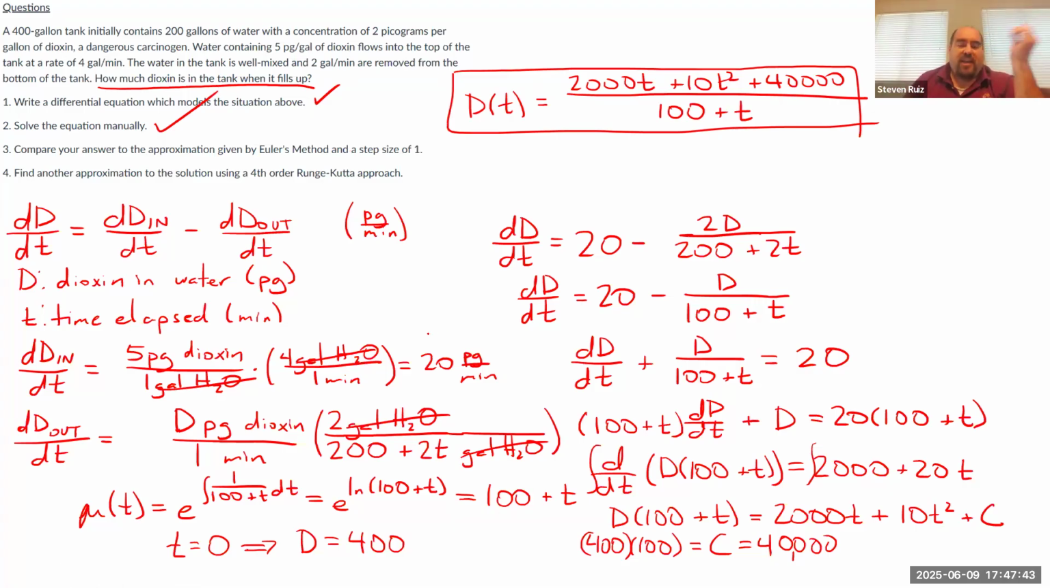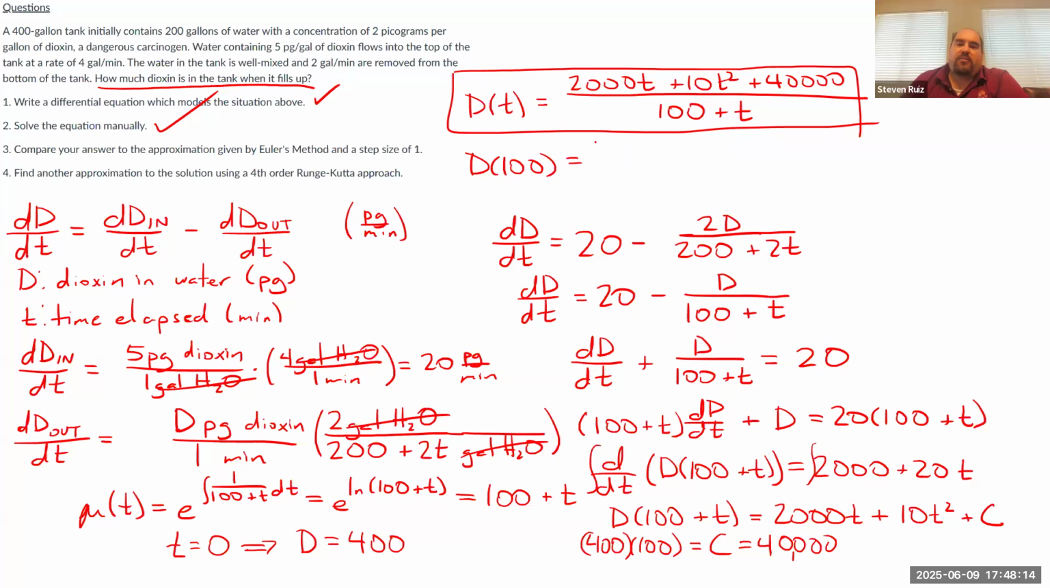But I was actually asked to evaluate that when this tank fills up. So when did this tank fill up? It's initially half full, and I want it to get 200 more gallons of water in it. And I know that it fills up by 2 gallons per minute. So what value of T do I actually care about? I think I care about T equals 100. So what is D of 100?